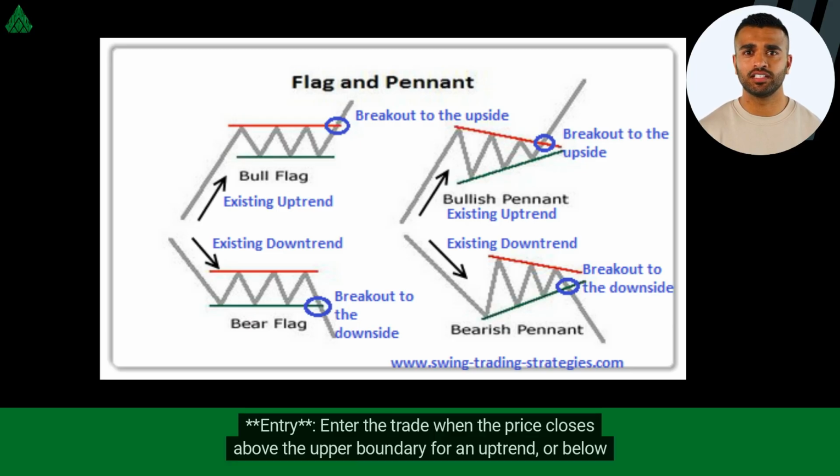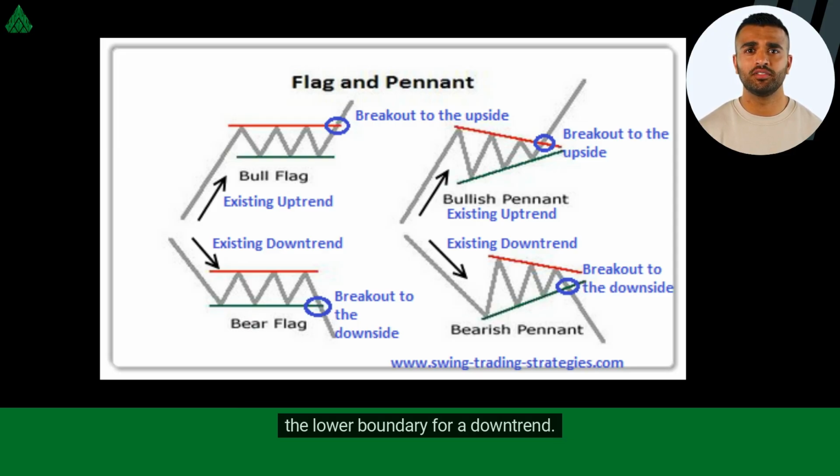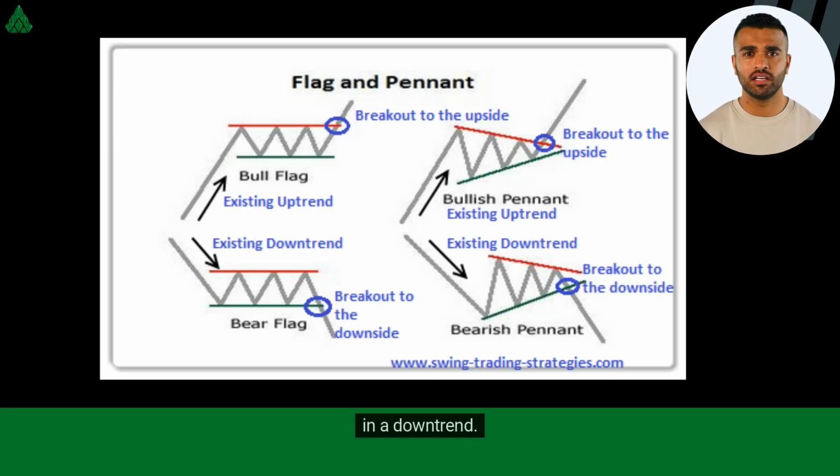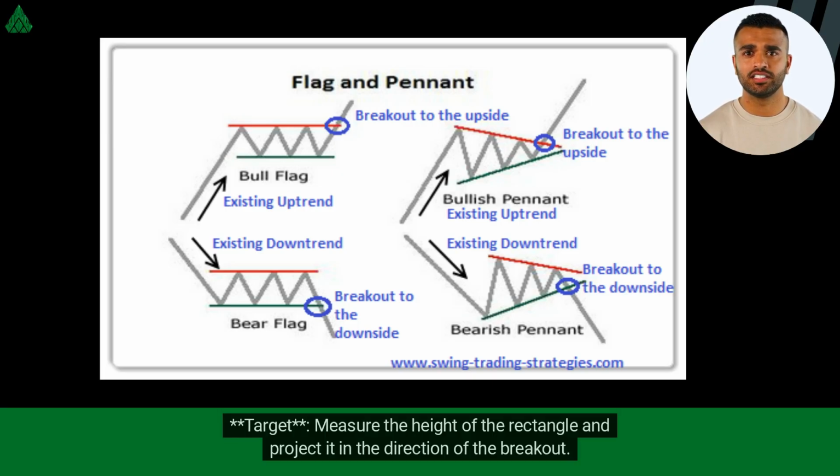2. Entry. Enter the trade when the price closes above the upper boundary for an uptrend or below the lower boundary for a downtrend. 3. Stop loss. Place the stop loss below the lower boundary in an uptrend or above the upper boundary in a downtrend. 4. Target. Measure the height of the rectangle and project it in the direction of the breakout.